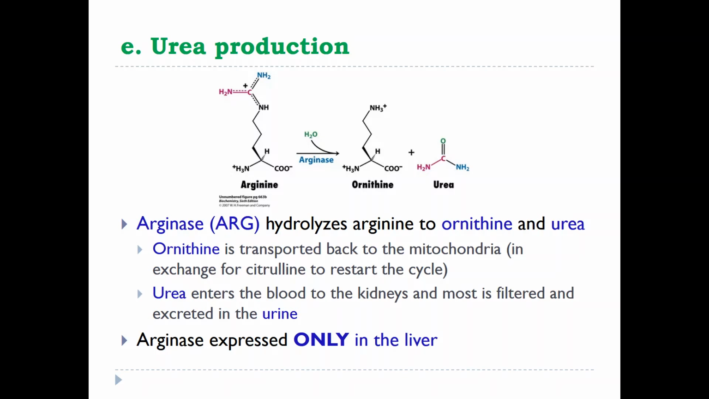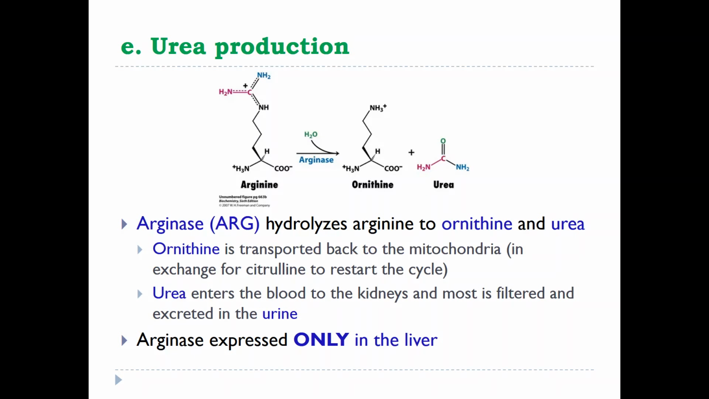Urea enters the bloodstream and is transported into the kidneys, where it gets filtered and excreted in urine. However, a very small portion of urea is diffusing into the intestines, where it is acted upon by bacterial ureases and converted into ammonia, which will then be excreted through the feces.